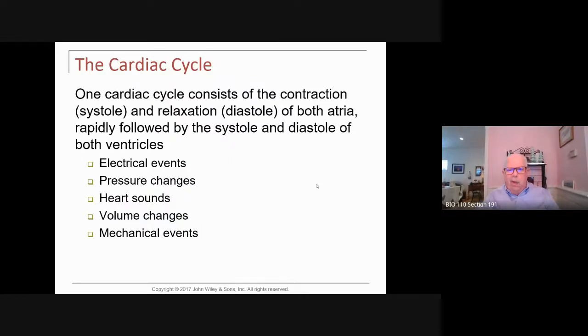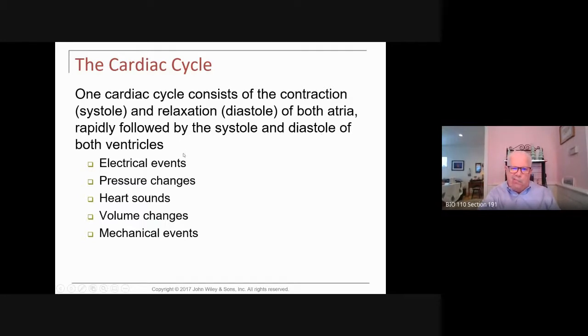Okay? But what you should know about is the cardiac cycle. One cardiac cycle consists of systole, which means contraction, and relaxation, which is diastole. So diastole is relaxation and contraction is systole of both the atria and both the ventricles. Both atria have to contract and relax, followed by contraction and relaxation of both ventricles.